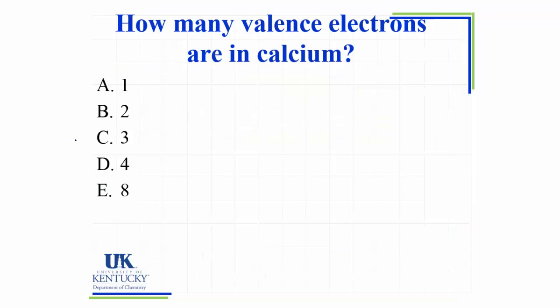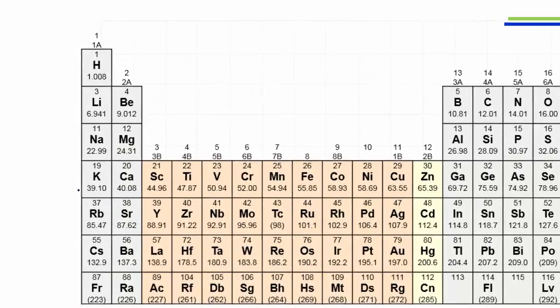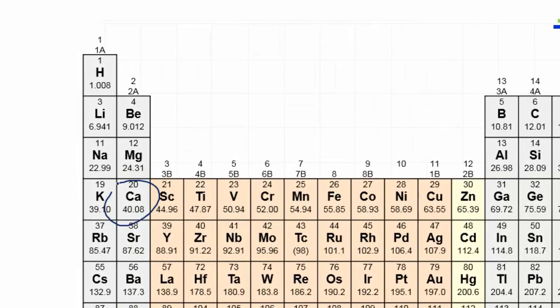So use your periodic table and use what you learned without having to do the whole electron configuration. Tell me how many valence electrons are in calcium. If you said 2, then you are correct. If you didn't say 2, let's locate calcium. There it is. There's the group number. And so we have 2 valence electrons, and it works because it's a representative element and not a transition element.